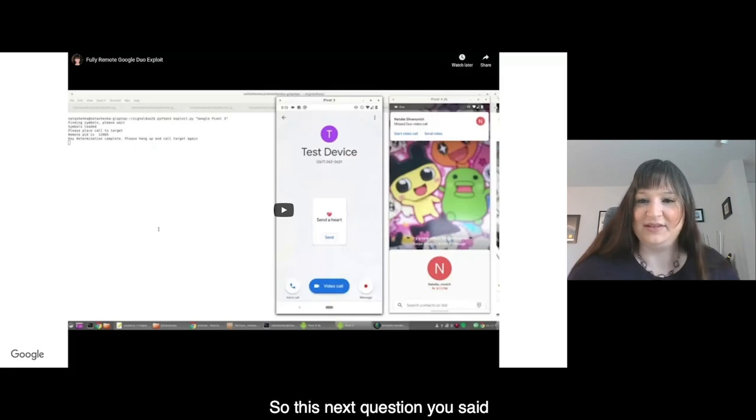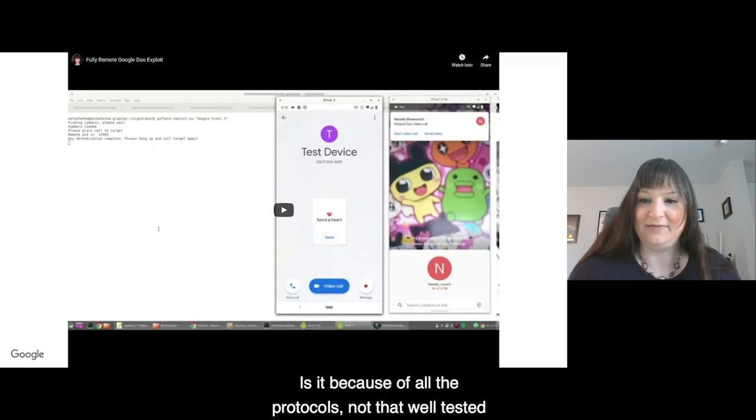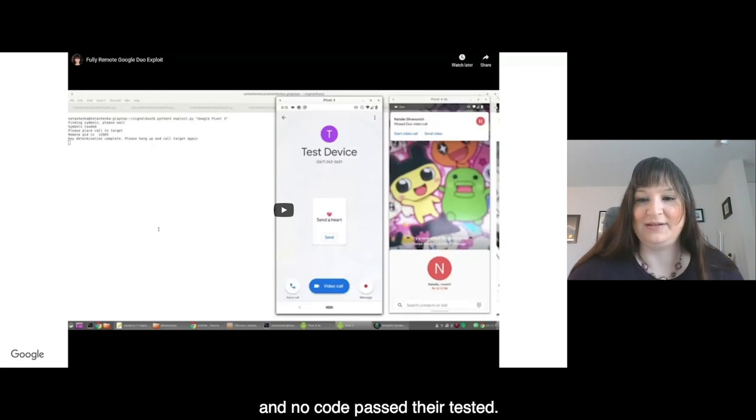So this next question, you said there are many bugs as WebRTC is complex. Is it because of all the protocols not that well tested and not all code paths are tested? Yeah, that's basically exactly it.